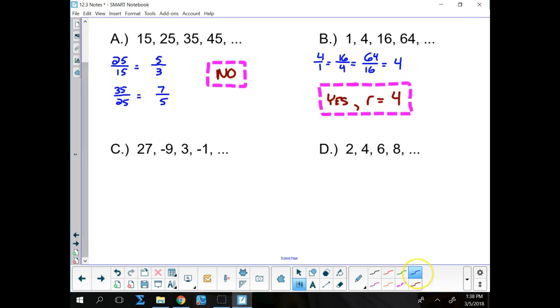C, negative 9 divided by 27 is the same as 3 divided by negative 9 is the same as negative 1 divided by 3, and actually they're all equal to negative 1/3. So yes, this one is geometric also, and we have an R value of negative 1/3.